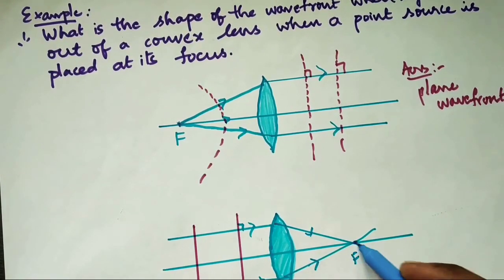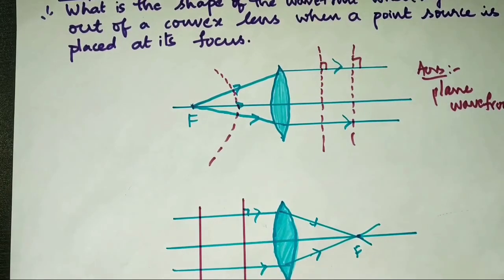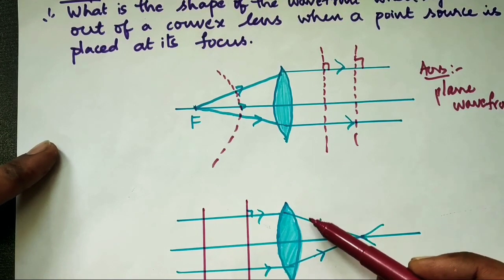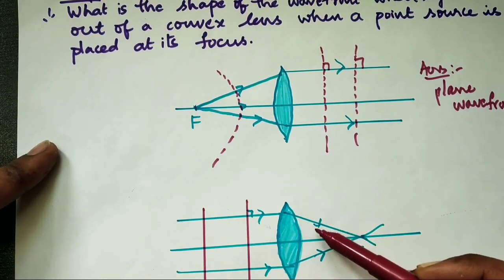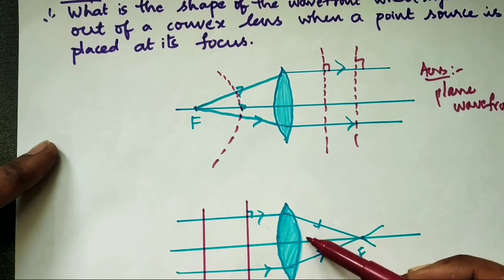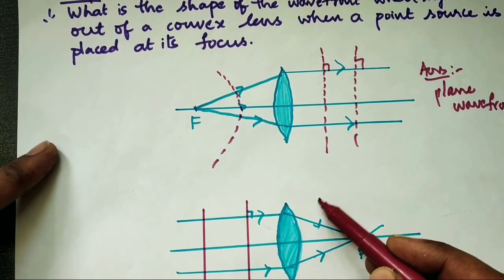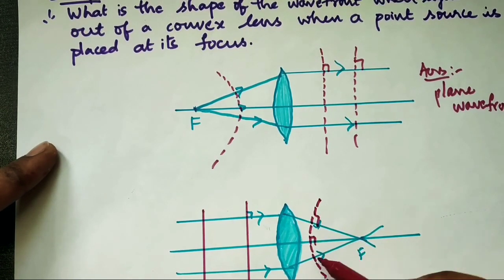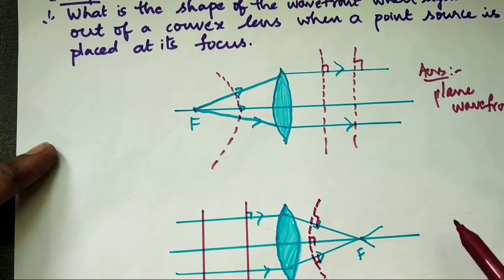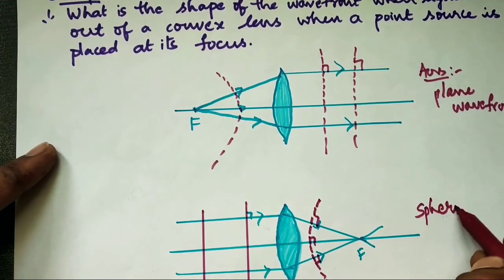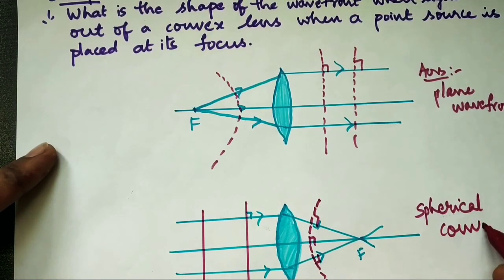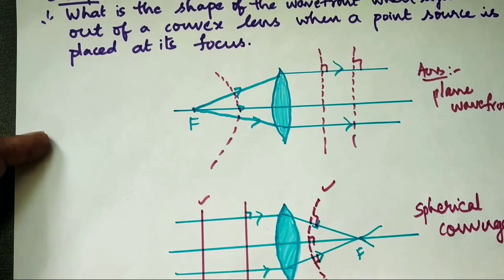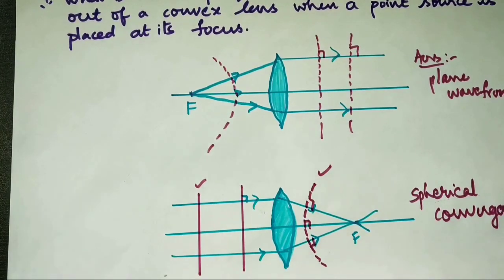Now we need to draw the wavefront for these waves, emergent or emitted wavefronts is the question. So let us try plane. When we assume plane, it is not perpendicular. When you assume like this, it is not perpendicular. But let us try this shape, which is converging shape. Then every point it is perpendicular, right? So this would be the correct answer. So we can say the spherical convergent is the shape of the wavefront that is coming out of the convex lens when a plane wavefront incidents on the convex lens.